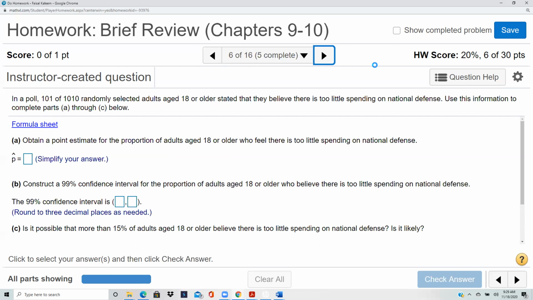So first of all, 101 of 1010 adults stated that they believe too little spending on national defense. Obtain a point estimate. So what's another name for point estimate, which will help you remember what to do in this problem for part A? Proportion. Right, it's a sample proportion. So how will we do it? The p hat.